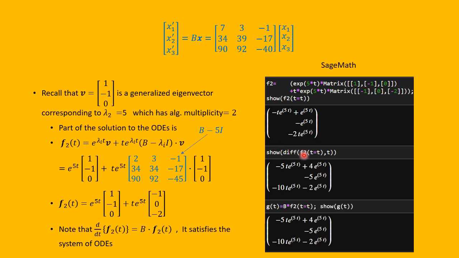So now let's differentiate f2 of t with respect to t and show the result. Here it is. That's the computation of the left-hand side. The computation of the right-hand side, I'm going to call it g for a minute, B times f2 of t, and then I'll show what g of t is. Turns out to be this. This is B times f2 of t. If we look at this column vector and this column vector, they are identical. So this column vector does equal this column vector. f2 does satisfy this system of differential equations that we have up here.